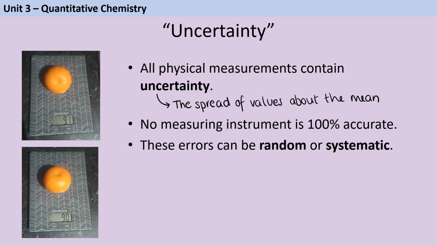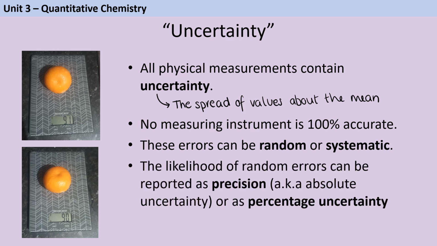Say a balance that always reads 5 grams too heavy, or a thermometer that always reads the temperature 1 degree too low. Now, in order to overcome systematic errors, we would need to calibrate our equipment more carefully. But in order to overcome random errors, we tend to take many repeat readings and calculate a mean. But sometimes we still want to express that there is some random error there. So this can be expressed as either precision or absolute uncertainty, or as percentage uncertainty.